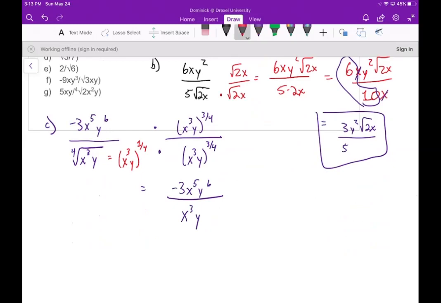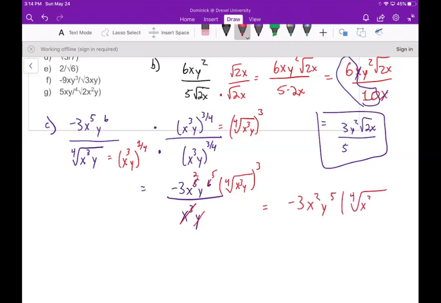And if I write this in radical form, I get the 4th root of x to the 3rd y, all to the 3rd. So let's write it that way. And then, of course, we can cancel some stuff. We can cancel 3 of these x's, so we'll be left with 2. And I can cancel one of these y's with one of these, and I get 5th. So we'll get negative 3x squared y to the 5th times the 4th root of x to the 3rd y, all to the 3rd.